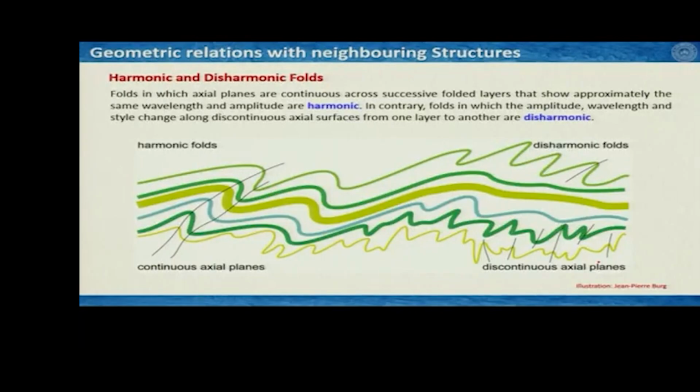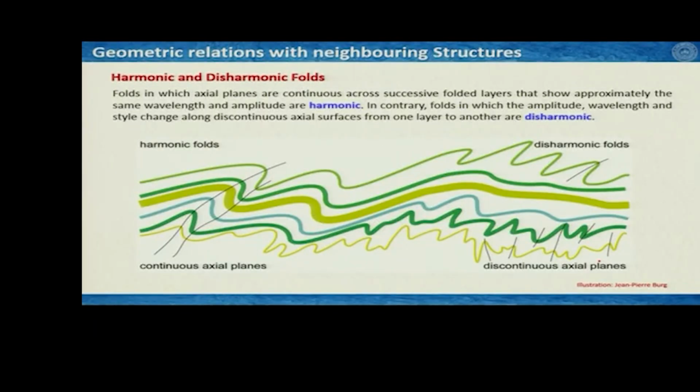Now, we are on the last part of this classification, which is geometric relations with the neighboring structures. And here we learn a series of terminologies as well to define how one folded layer or a stack of folded layers is related to the neighboring features. The first one we will take up is harmonic and then disharmonic folds.